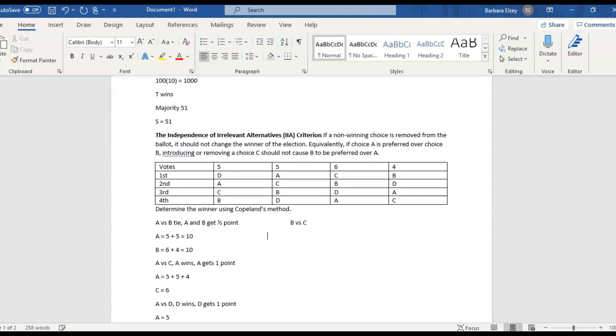All right, so B and C. All right, so B versus C. Well, let's notice C is preferred in this first column, so C gets the first 5. C is also preferred in the second column. C is also preferred in the third column. We can see that C wins already at this point because it has more than half, but B does get the last 4. All right, so C wins. C gets 1 point. All right, so now let's do B versus D.